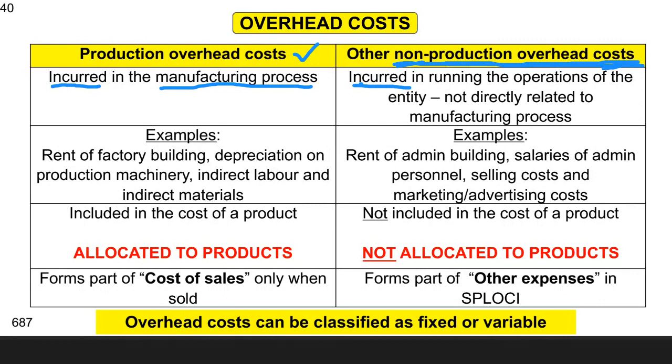For example, those are going to be the rental for the factory, any production machinery that needs to be depreciated, any sort of indirect labor or indirect materials, right? And so what we do is we allocate these production overhead costs to the value of inventory, right? And then eventually, once the inventory is sold, we will move them into cost of sales, right?